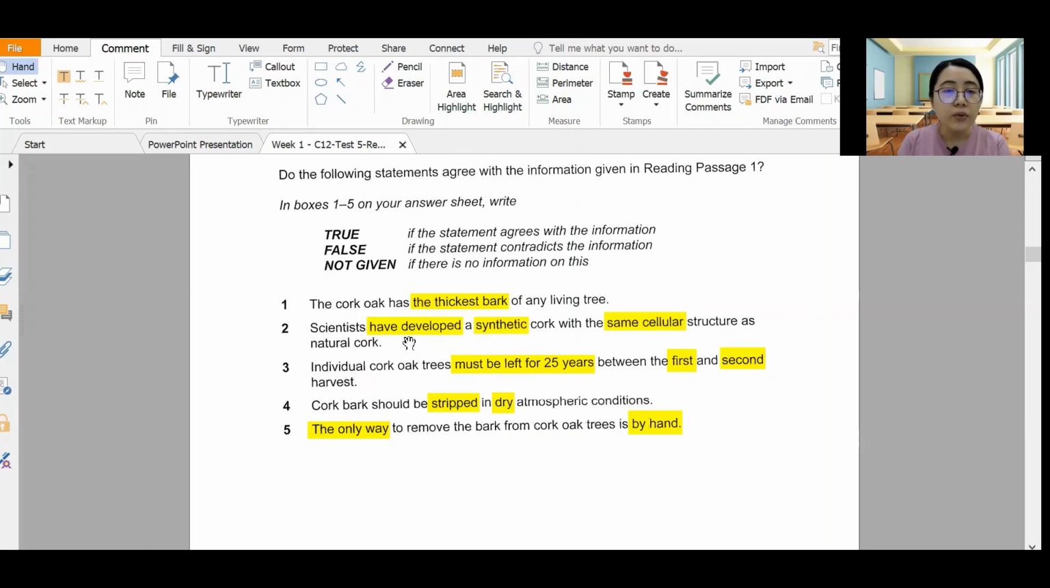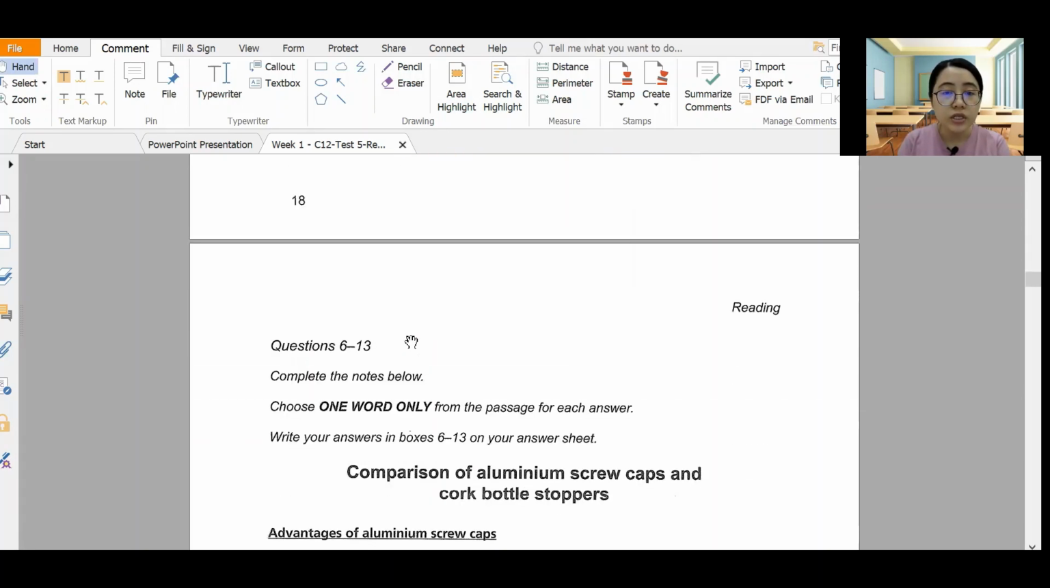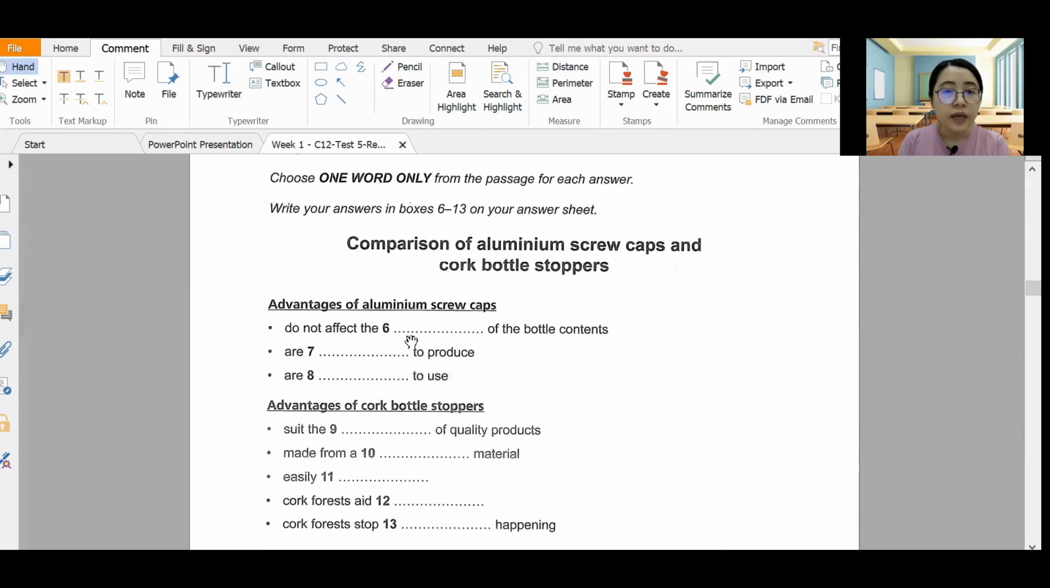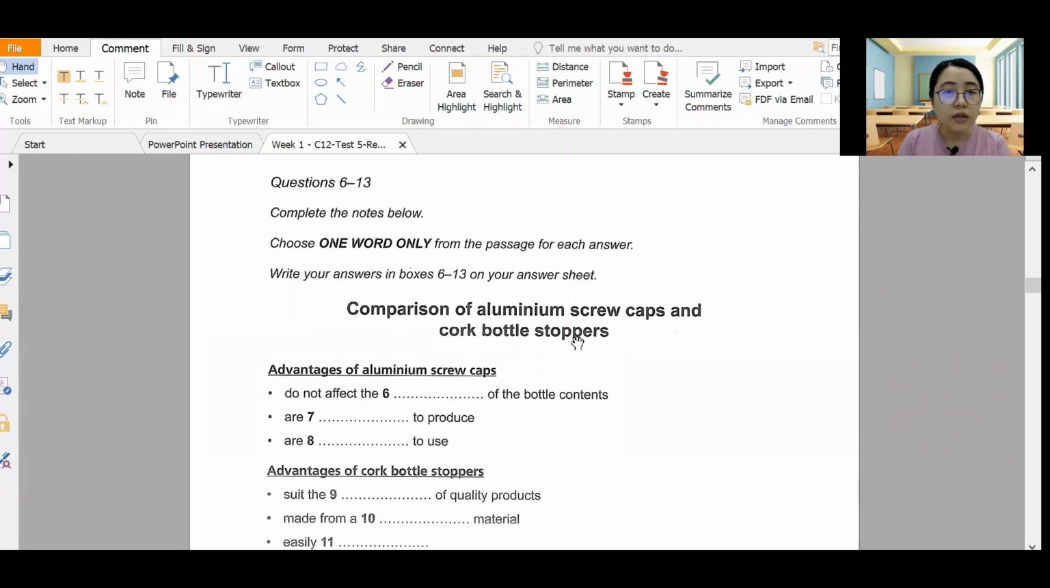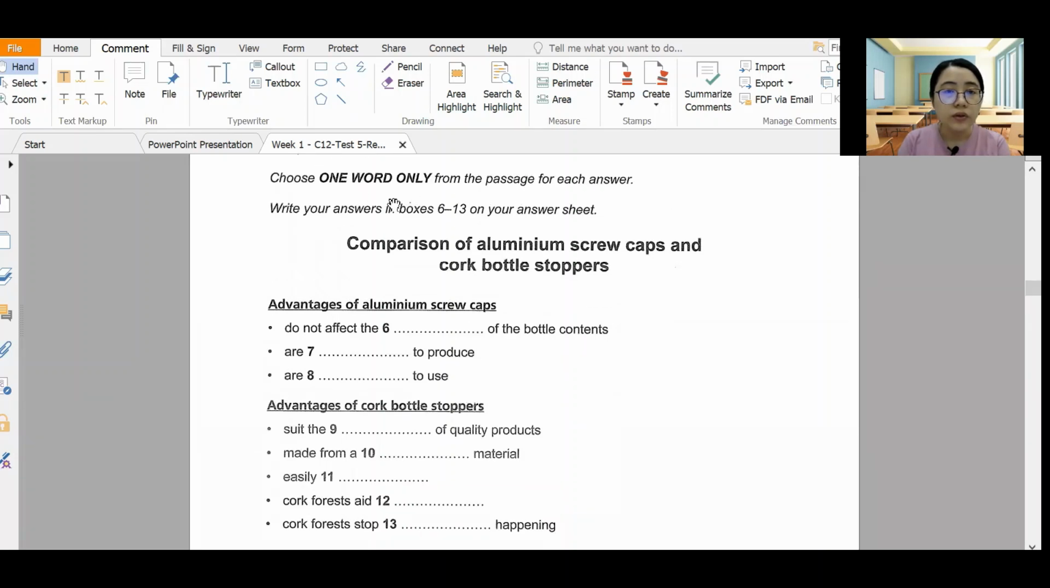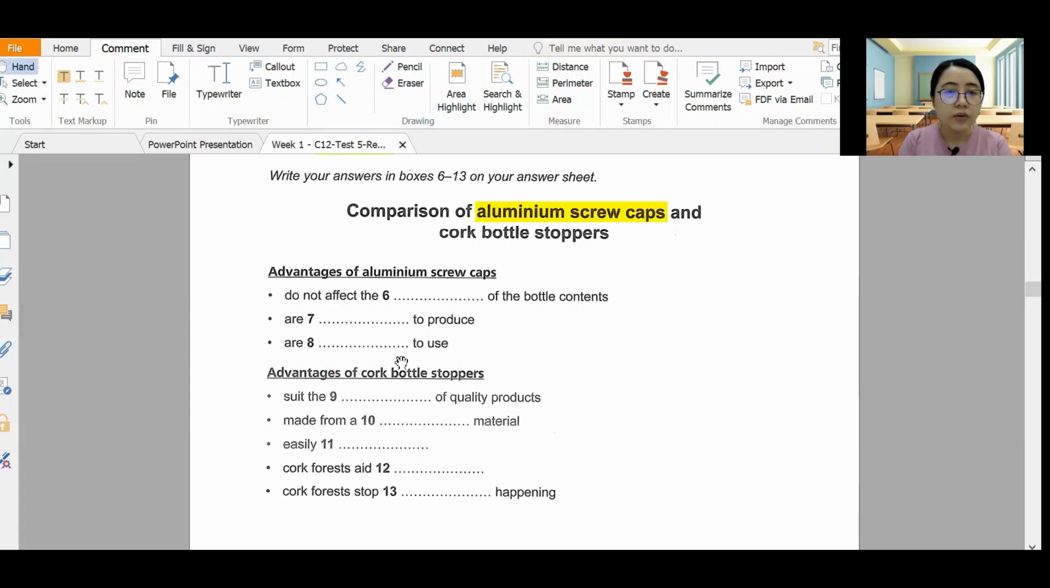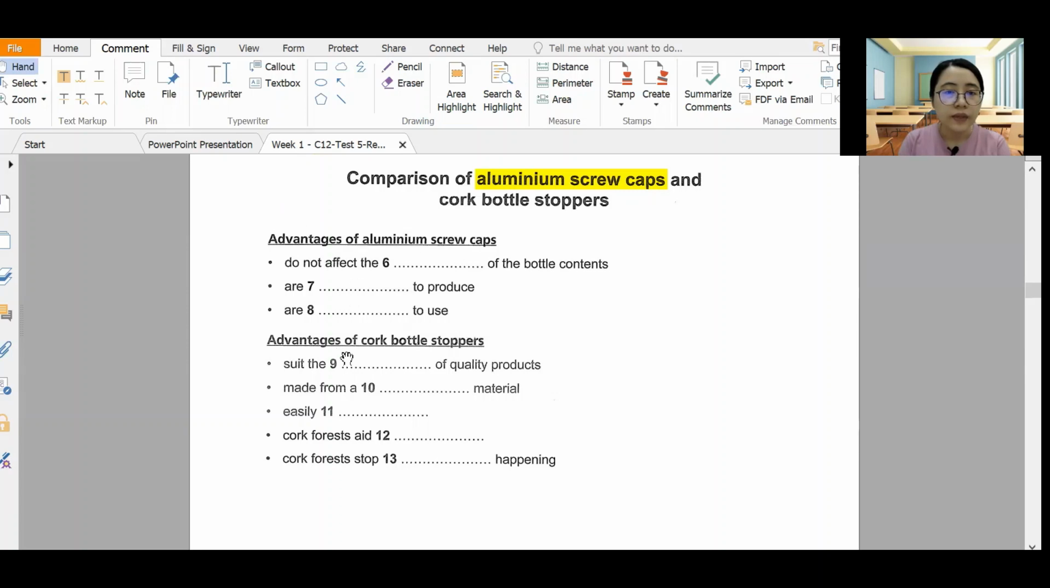Normally I will read the whole set of questions before I start. And this second part is going to be fill in the blank, only one word. The keyword is aluminum screw caps and cork bottle stoppers. Later I will read the advantage and disadvantage. Okay, now let's read the passage.